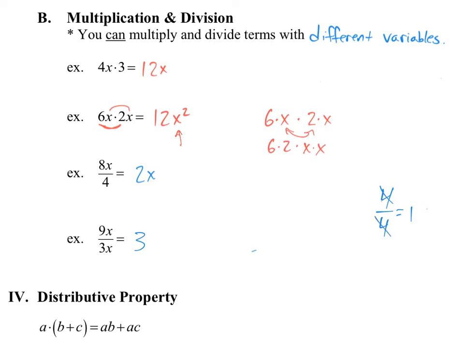So if we were to have an x divided by an x, they kind of cancel each other out, or it really just equals 1. So you could look at it this way. You could say, okay, 9 divided by 3, that's going to be a 3. x divided by x is going to be a 1. 3 times 1 is 3.